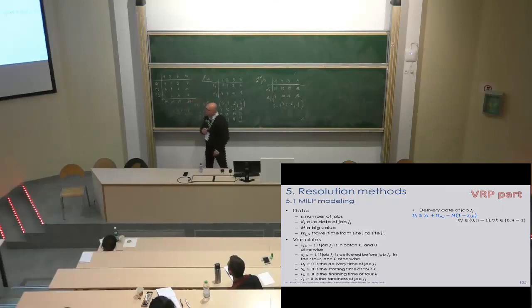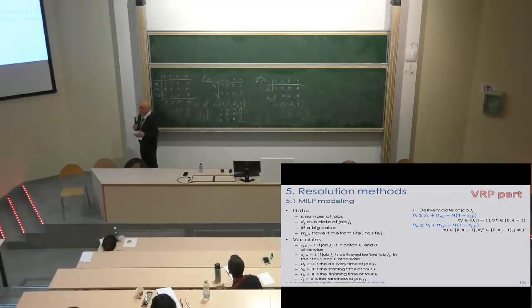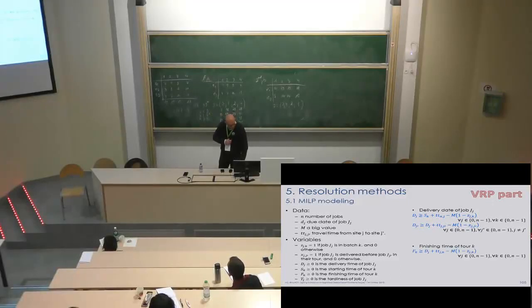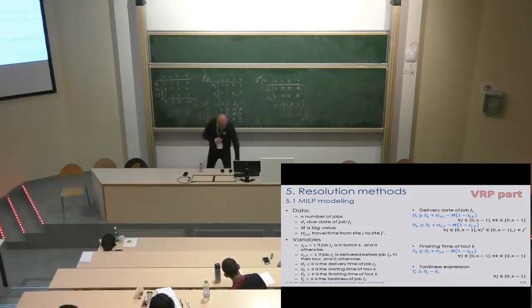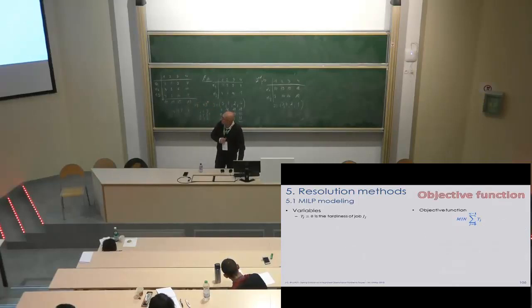And to terminate the VRP part, I will give you these slides tomorrow again, okay? So the delivery date of job j is greater than the starting time of the batch plus the time to go from the depot to the job j. And it's also greater than or equal to the delivery date of the job j' preceding j in the tour k. Finishing time of tour, tardiness expression, and then the objective function, this one. Okay, so that's the MILP you will have to code tomorrow with GLPK.